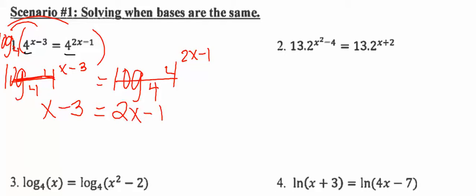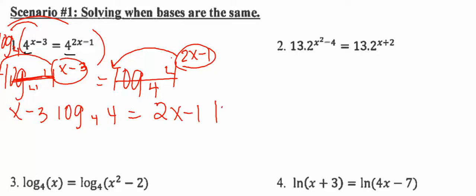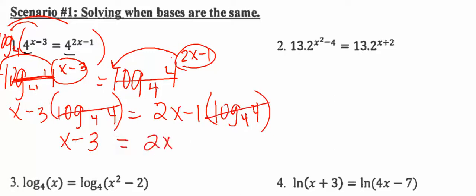You can also think about it this way: remember, exponents can also make a coefficient, so I could technically bring that down in front. Let me show you another way of getting to my answer. I could say x minus 3 times log base 4 of 4 equals 2x minus 1 times log base 4 of 4. And then again, this just cancels out and makes 1. So I'm left with x minus 3 and 2x minus 1. When I solve, I get x equals negative 2.